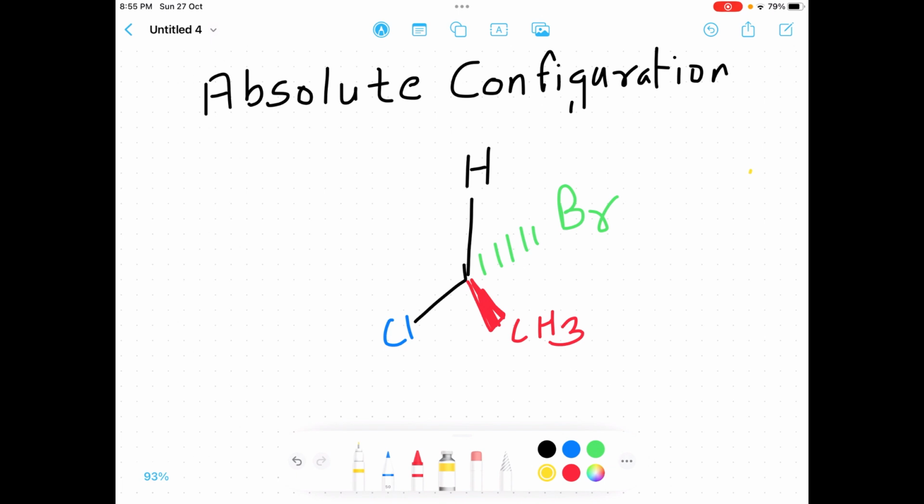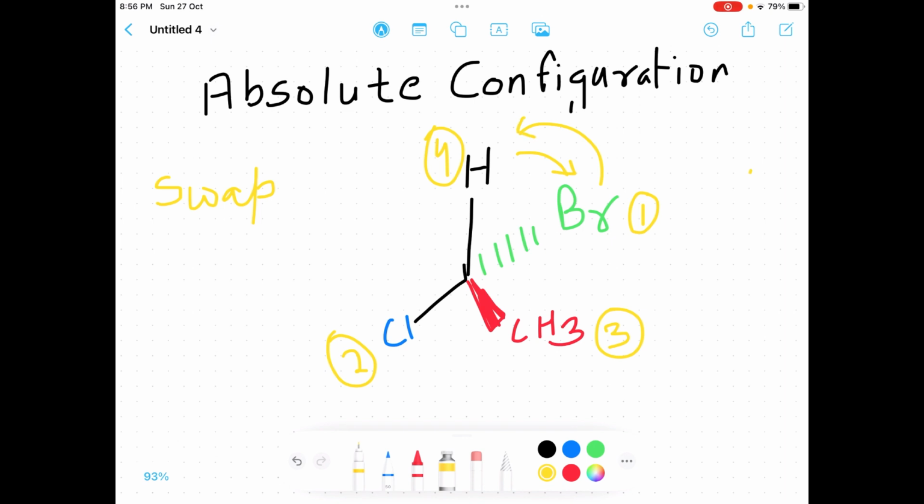Now let's see an example where number 4 is in the plane. That means number 4 is not pointing towards you and is not on the back side, but is present on the plane. In this situation, we have to follow a swap rule. But before that, let's first assign the priority to the groups. Once we assign the priority, we see that Br is number 1, chloro is number 2, CH3 is number 3, and hydrogen is number 4.